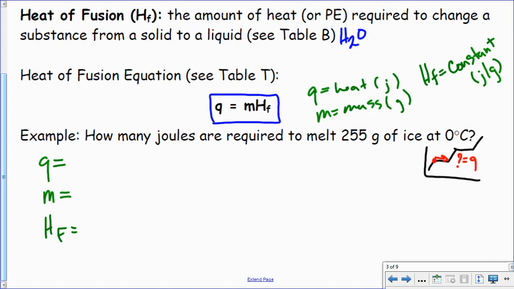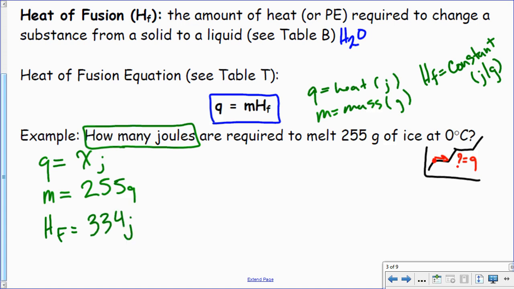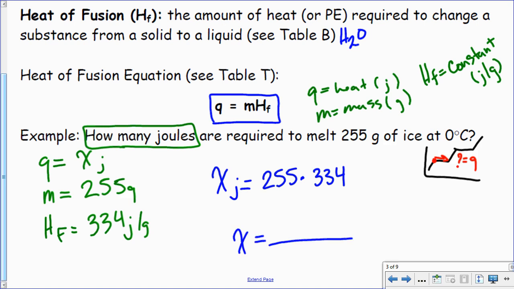Now, Q, we're asking how many joules, so that's X for joules. 225 is grams, 225 grams. And we look at Table B for our heat of fusion of ice, which is 334 joules per gram. Oops, gotta make a correction here, I see a little typo. 255 grams. So heat of fusion, 334 joules per gram. And then at this point, you just plug it and chug it. So X joules equals 255 times 334. The answer in X is going to be some value of joules. Let's see, calculate it up.